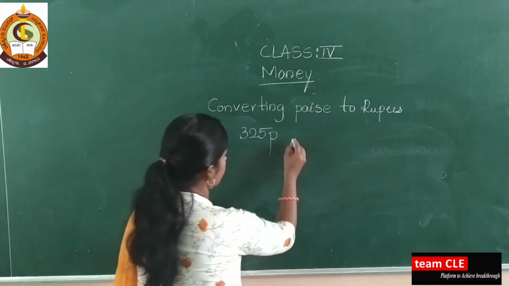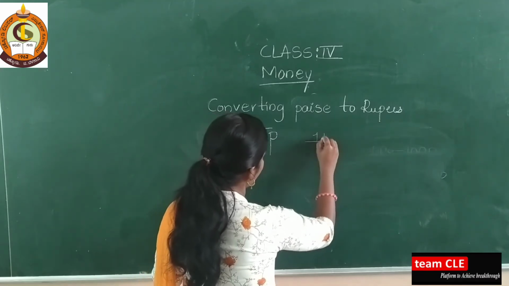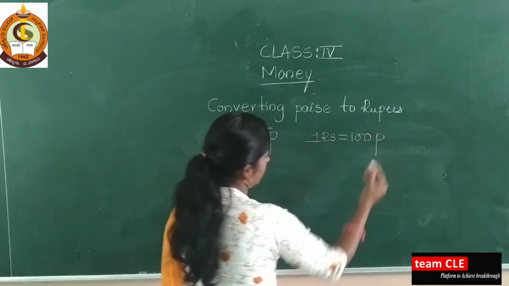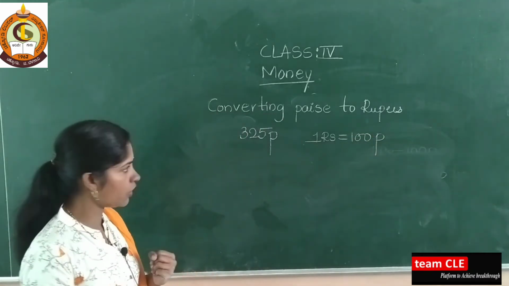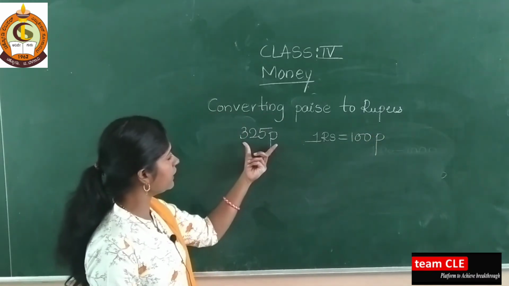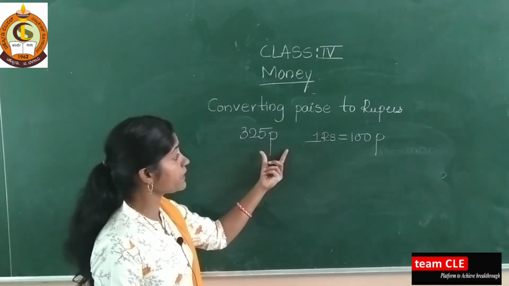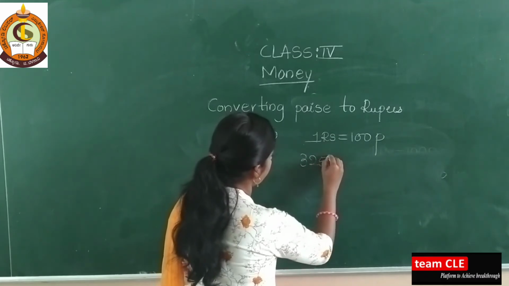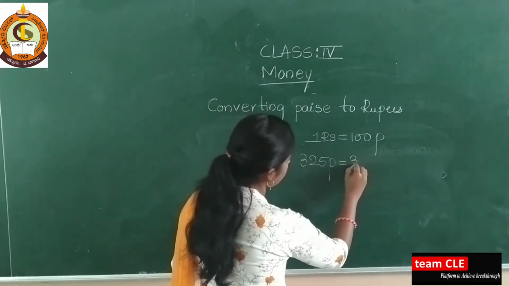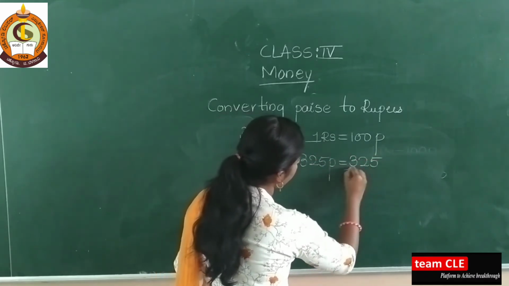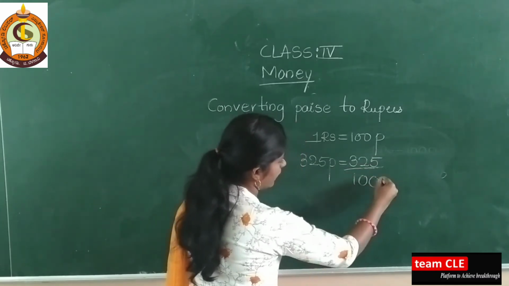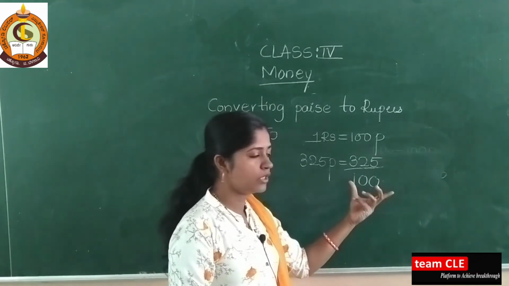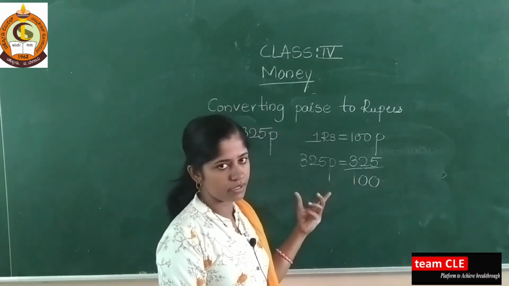So let's take, already you know 1 rupee is equal to 100 paise. I am converting 325 paise to rupees. Then what we have to do? 325 paise is equal to 325 divided by 100. Why did I take 100? Understood? If you divide with 100, you will get rupees in the given example.